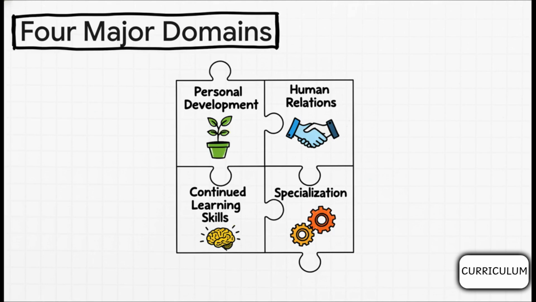They categorized educational goals into 4 specific domains. Domain 1 is personal development, like building confidence and discipline. Domain 2 is human relations, so learning teamwork and social skills. Domain 3 is continued learning skills, which is teaching students how to research and learn independently. And Domain 4 is specialization, which means developing deep expertise in specific subjects. Listen, if an exam question even mentions the word domains, it is 100% talking about Saylor and Alexander.